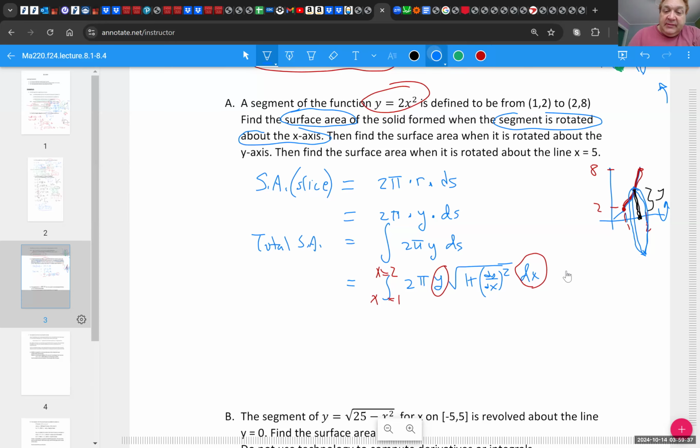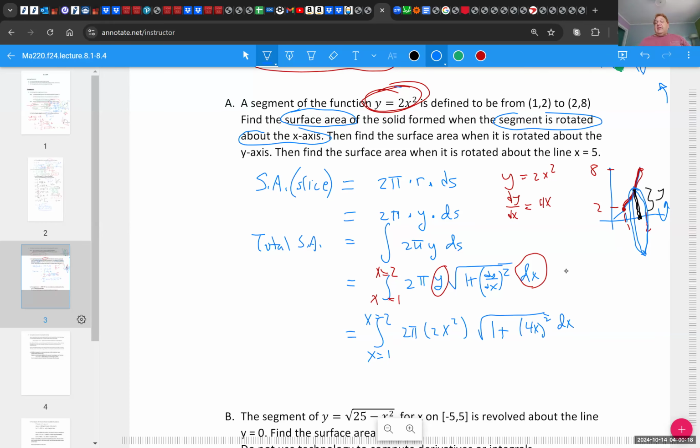So we would write this as the integral from x equals 1 to x equals 2 of 2 pi times the y function in terms of x times the square root of 1 plus dy dx squared. I've got to find dy dx. So what is dy dx? So remember up here, I have y is equal to 2x squared. So if I differentiate with respect to x, the derivative of 2x squared is just 4x. So this would be 1 plus 4x squared, dx.